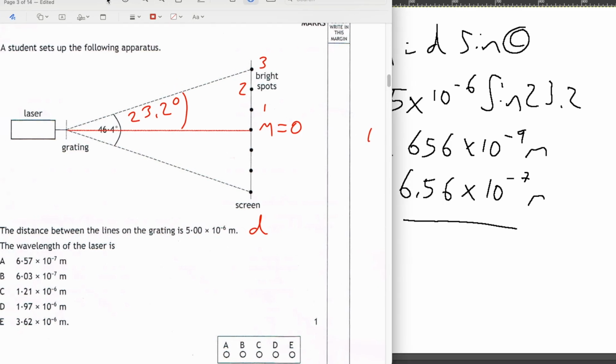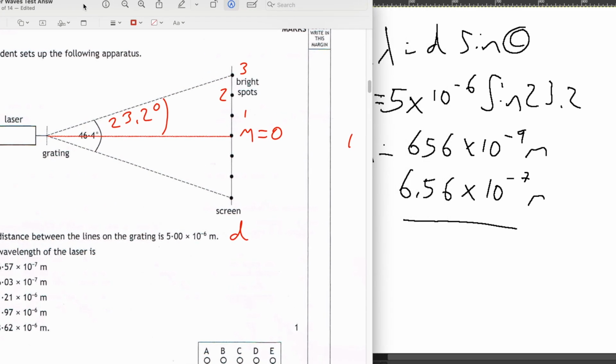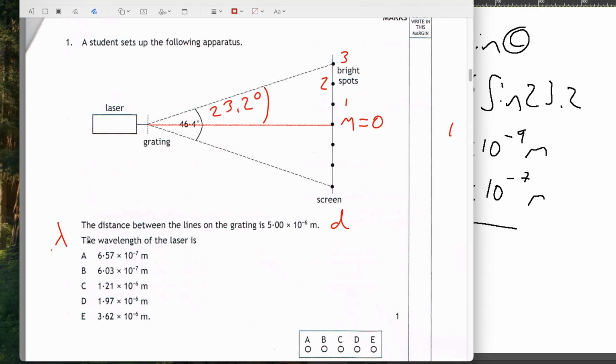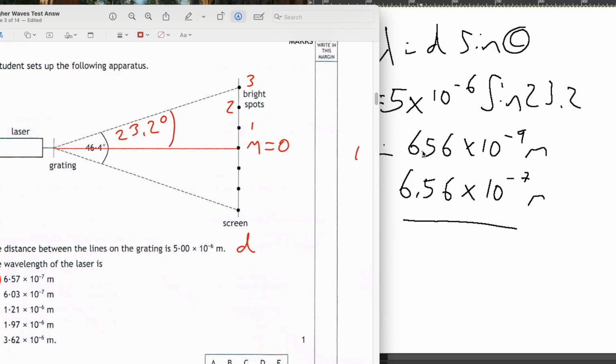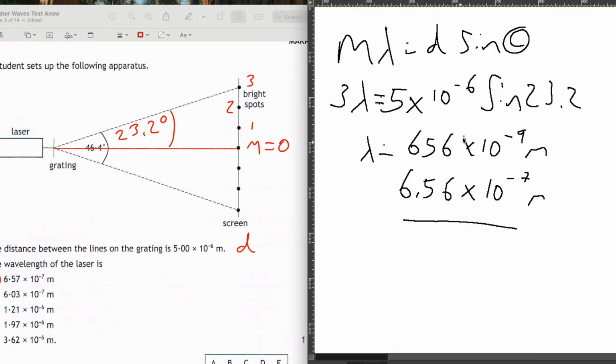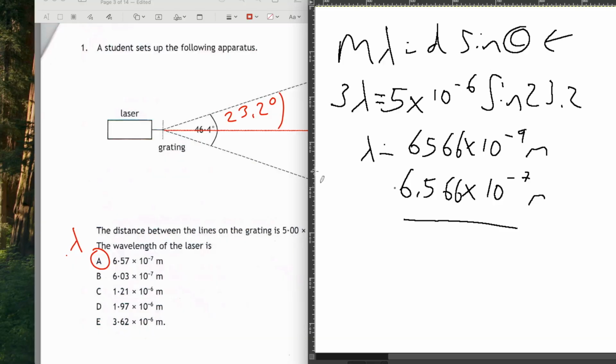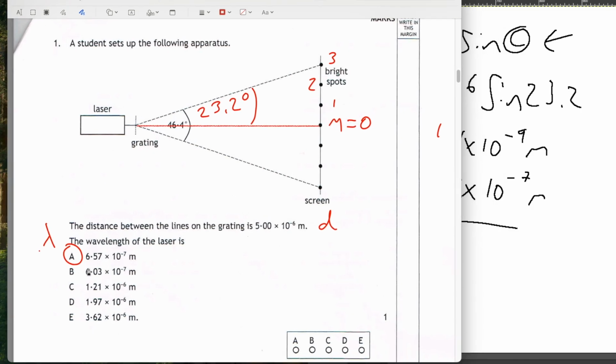And we have a look in the answer sheet. 6.56, 6.57 times 10 to the minus 7. It must be this one. Actually, quite a few of you put 46.4 into this, which gave you the wrong answer. But see, the thing with multiple choice questions is just because you have your answer in here does not mean that you're on the right track. Okay, you have to be careful because that's how they get you.